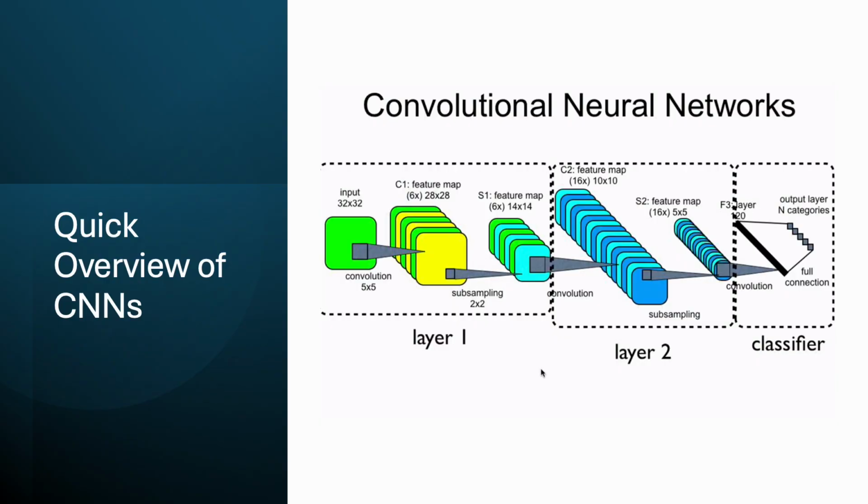Quick overview on CNNs. Convolutional neural networks are deep learning models designed for image processing and pattern recognition. They consist of convolutional layers that extract features, pooling layers that reduce data size, and fully connected layers for classification. Activation functions like ReLU and softmax help the network learn complex patterns. CNNs are highly accurate in image-related tasks, automatically learning features without manual extraction. They are widely used in applications like facial recognition, medical imaging, and self-driving cars.